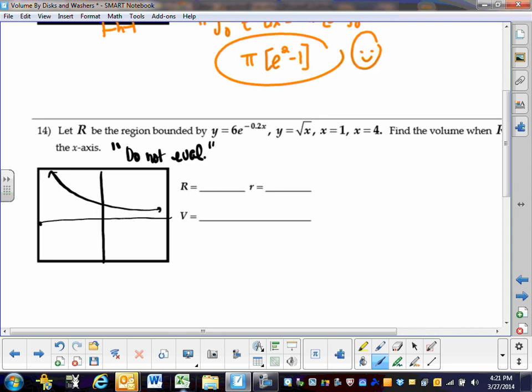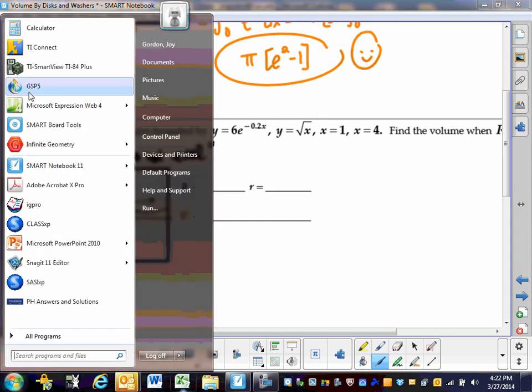It's going to be a little taller because if I put 0 in here, I get 6 times 1, so it's going to be up at 6. And then we have the square root function. So I really could make this a little taller. And then my square root function is going to be below. But now it says between x is 1 and x is 4. So I'm not really quite sure where that falls on my graph. So I'm going to take out my calculator.